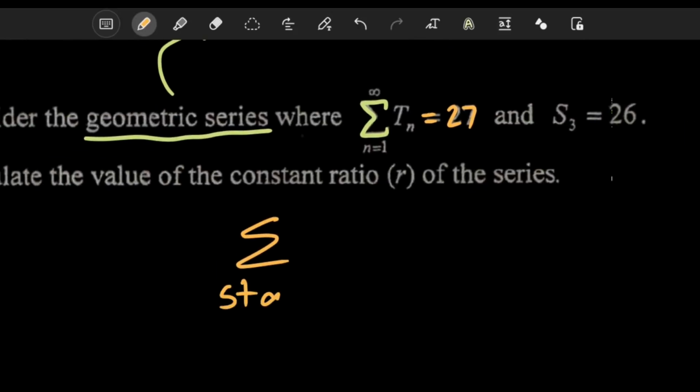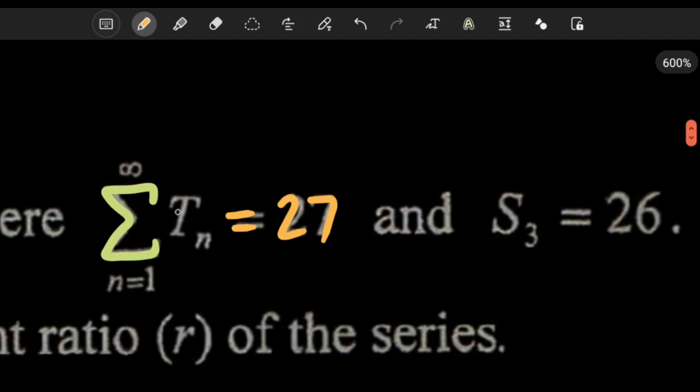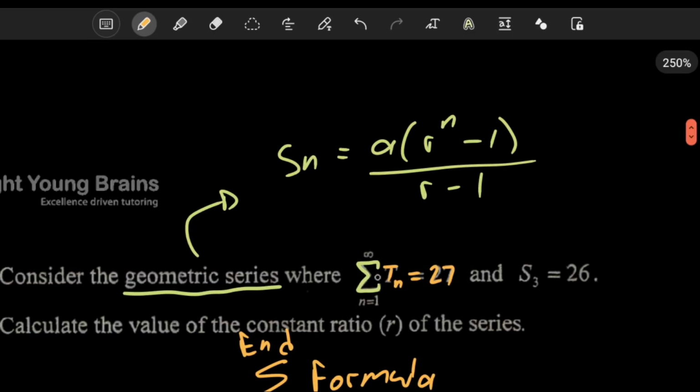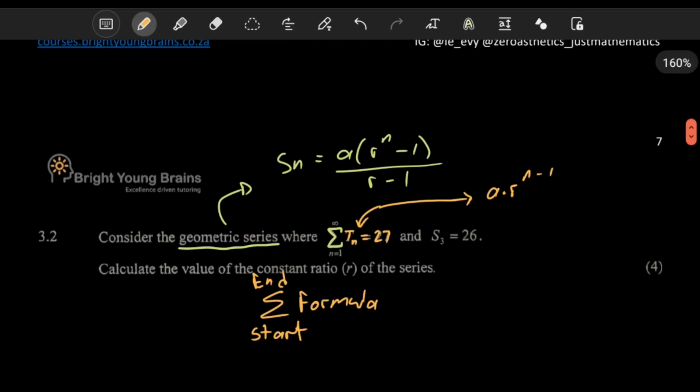So in terms of sigma, we know the 3 main things. Down here, they'll always tell you the range. Remember, sigma means you're adding up values, so this symbol tells us we're adding up values starting from here until here. Next to it will always be our formula. Here we don't have a formula, but technically we do. It's just Tn, and because it's a geometric series, this Tn represents a times r to the power of n minus 1.